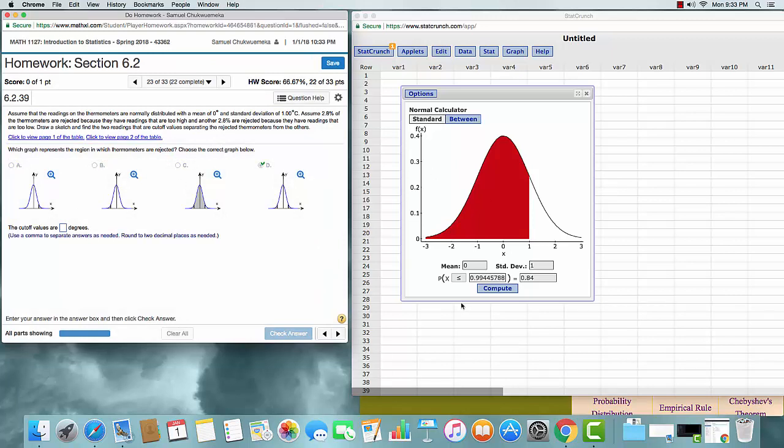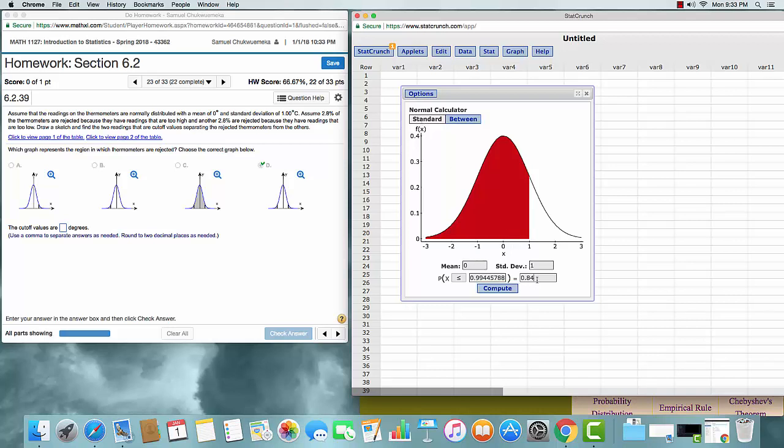What are the cutoff values? If we see this kind of question again with my calculator, then I think you will appreciate my calculator. But with Statcrunch, we just have to do it step by step, and we'll put a comma to separate the answers. So let's go here.